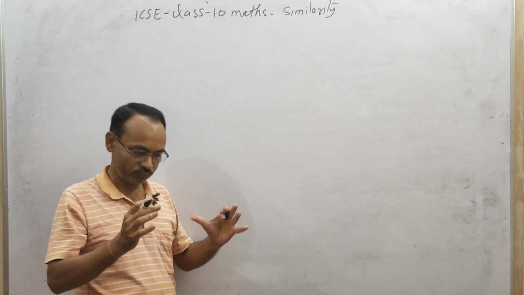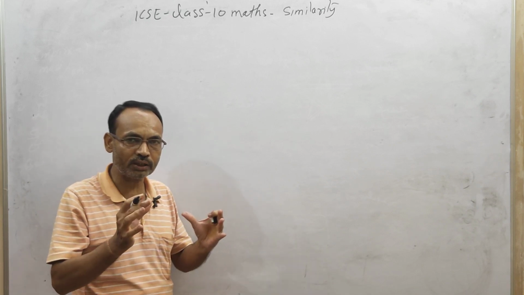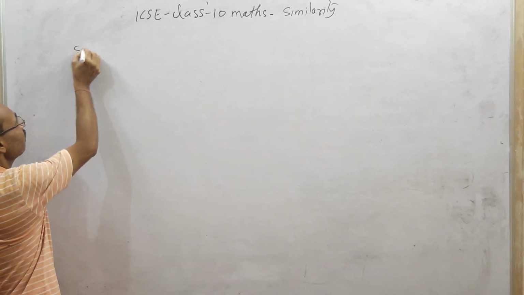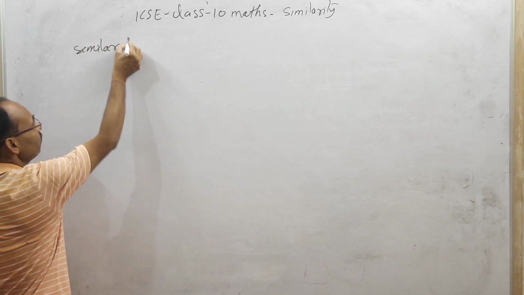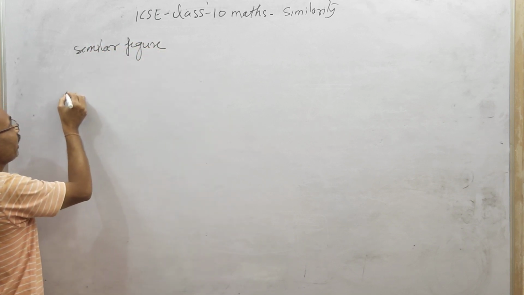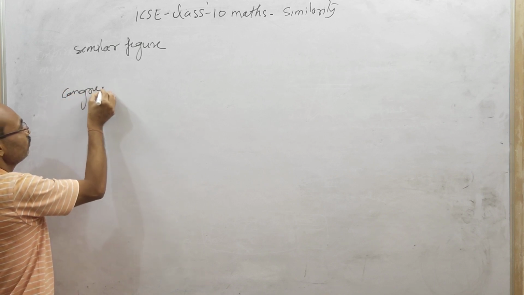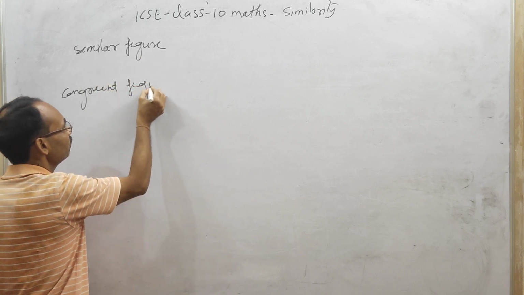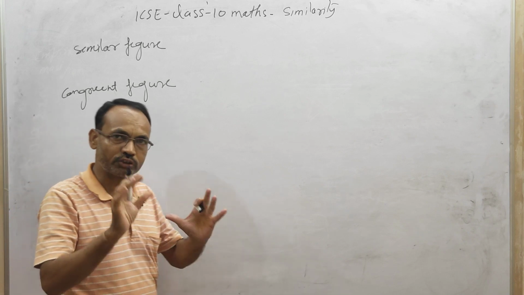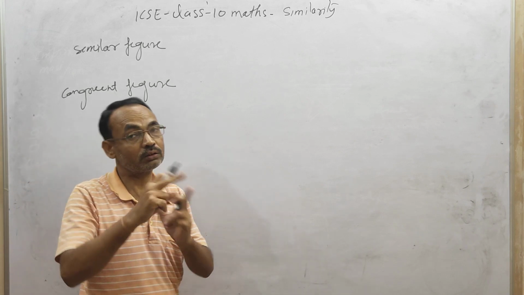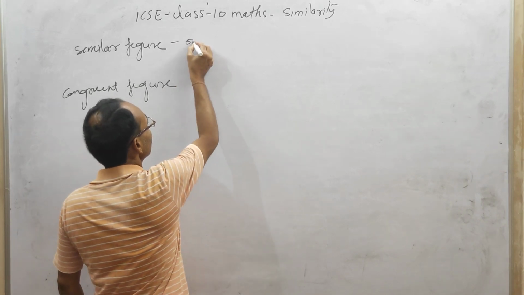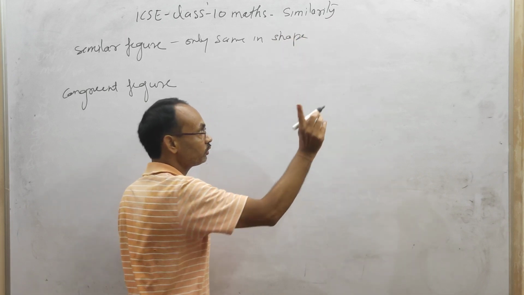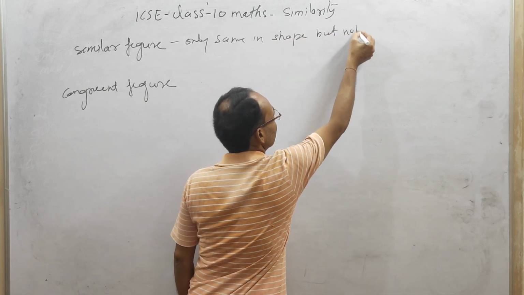Before starting similarity, we should know about similar figures and congruent figures. What is the difference between a similar figure and a congruent figure? They have a minor difference, but some students get confused about them. Similar means only the same in shape, but not in size.